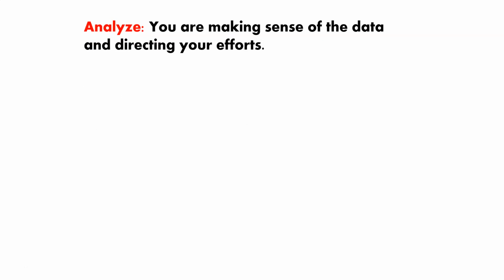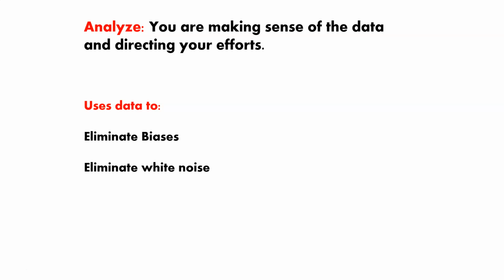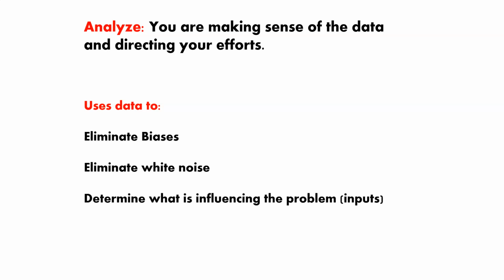So kind of closing this section out, the analyze stage, again, you're making sense of the data and directing your efforts. That's probably the best summary I can give you in the short term. You use the data to eliminate your biases, eliminate white noise, the distractions that don't really have anything to do with anything, and determine what's actually influencing the problem. Any type of weird consistencies you might find, any sort of weird things that show up in a particular period of time, help you get to the root cause. Again, like I said, it establishes the root cause.